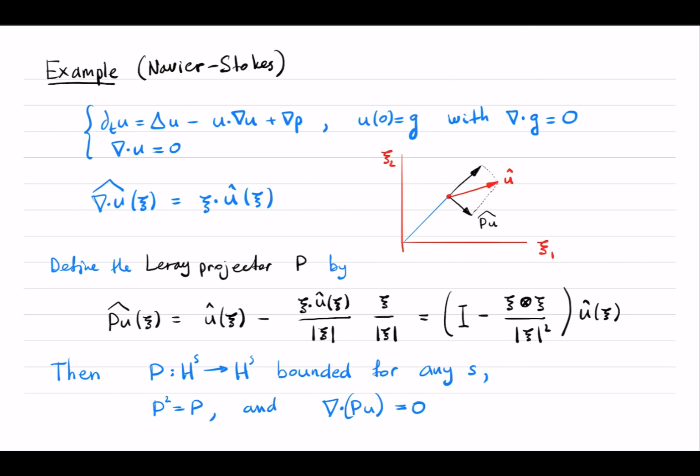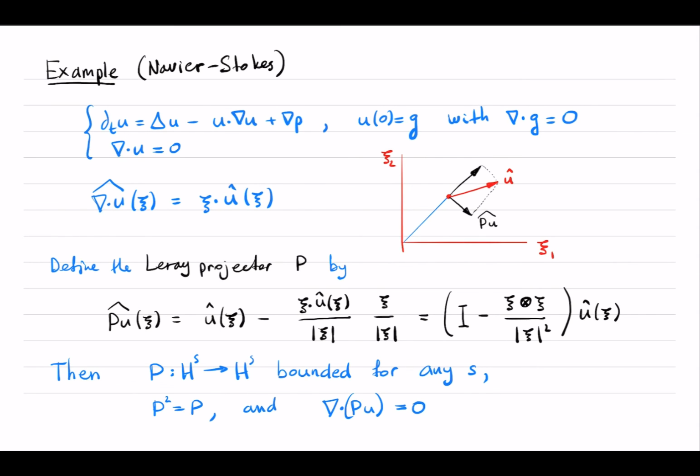And we can immediately see that Leray projector is bounded for any s, because in Fourier space it can only shrink the length of the vector. It's a projection obviously, and also the image is divergence free. This is actually the orthogonal projection onto the divergence free space.